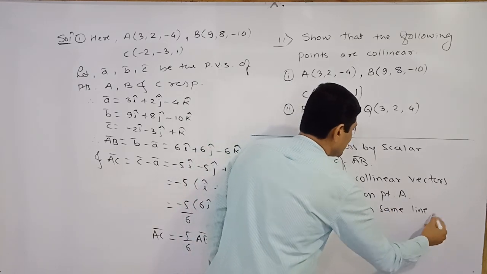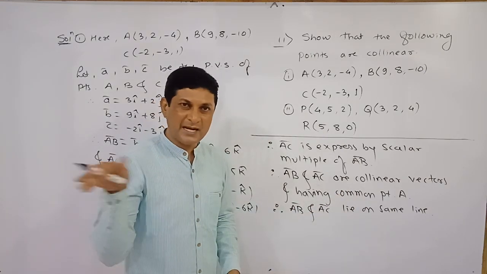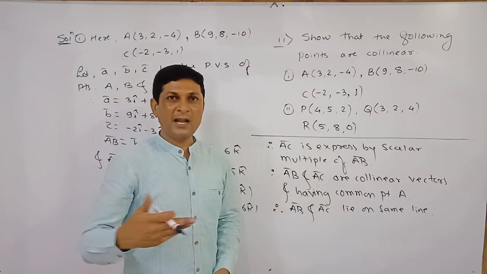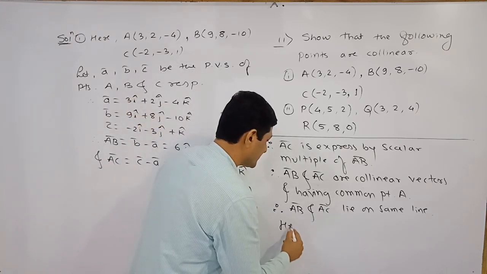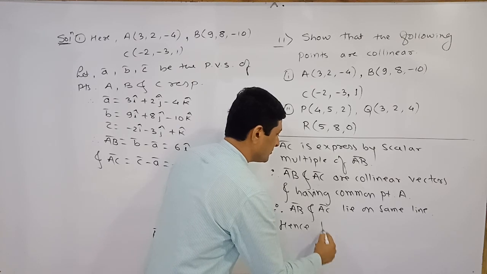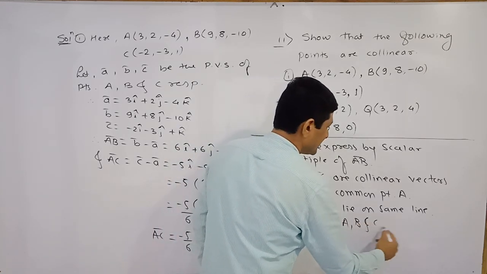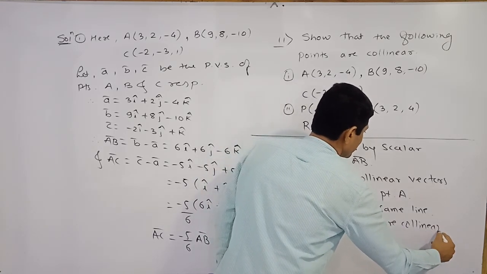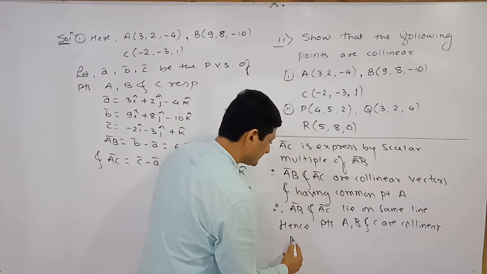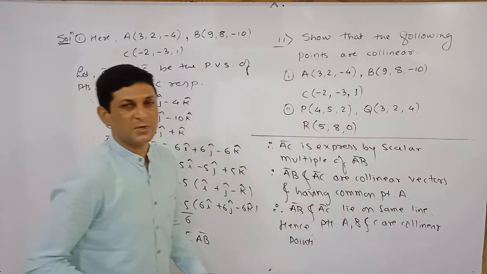And we know that if two vectors lie on the same line, means points A, B and C also lie on that line, and if the points lie on the same line, at that time we can say that points are collinear. Hence we can say that points A, B and C are collinear points. And that is the result which we have to prove here.